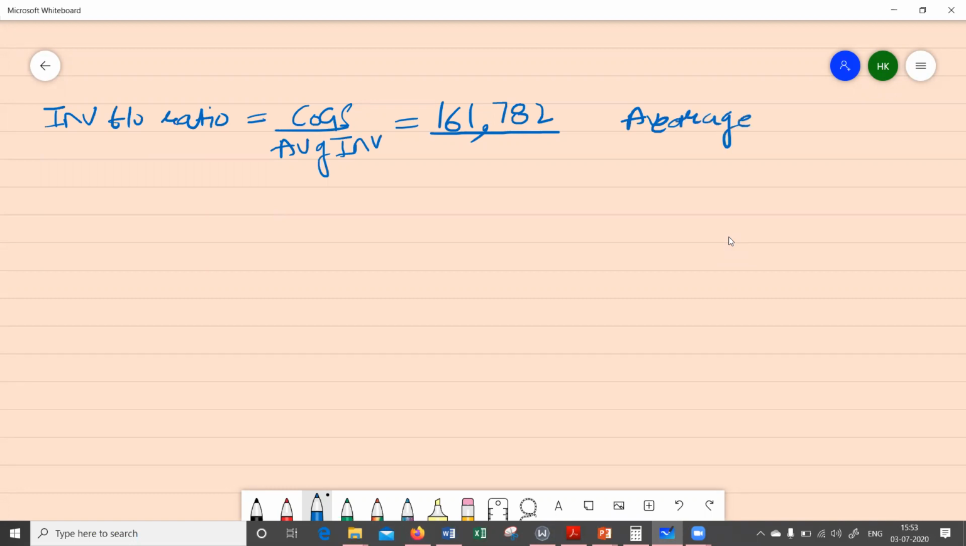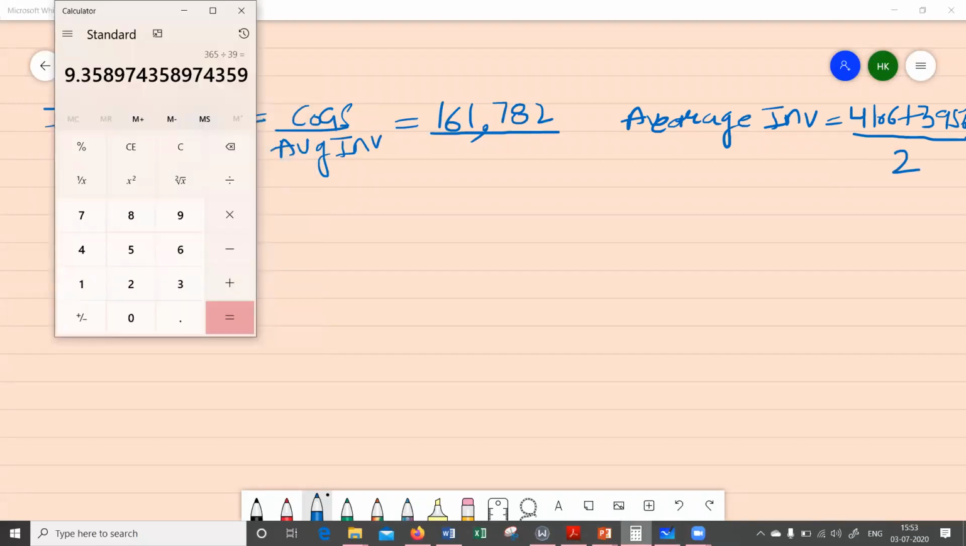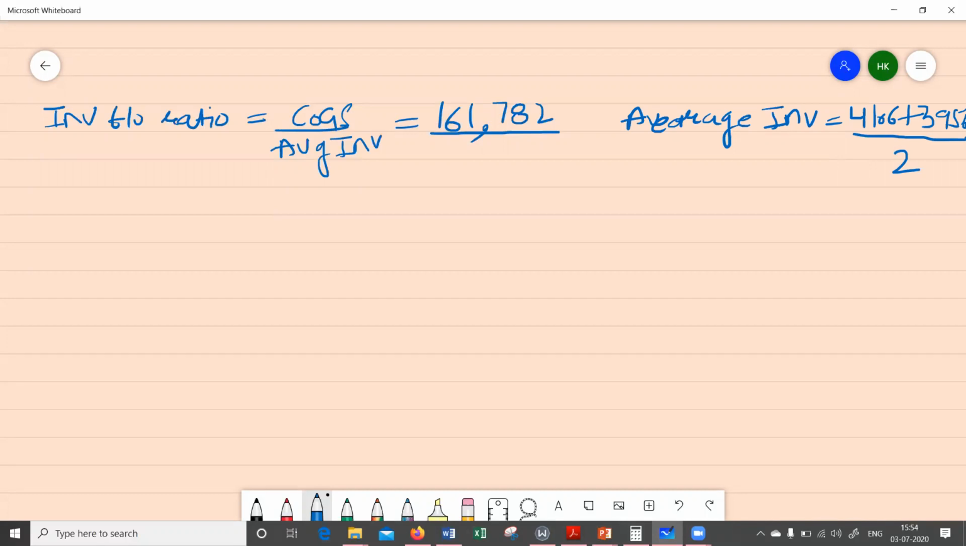Average inventory is going to be 4106 plus 3956, divided by 2. Sorry for the loss of space. Let's quickly calculate this on the calculator. 4106 plus 3956 divided by 2 is 4031. I'm going to write this here, 4031.